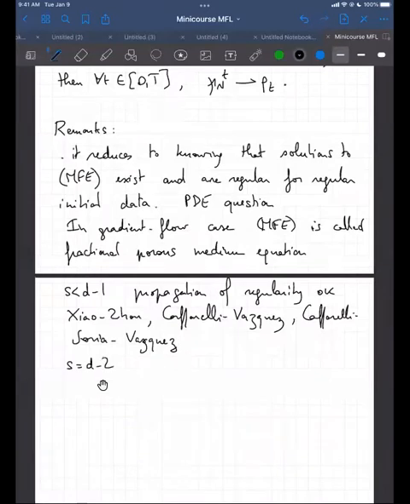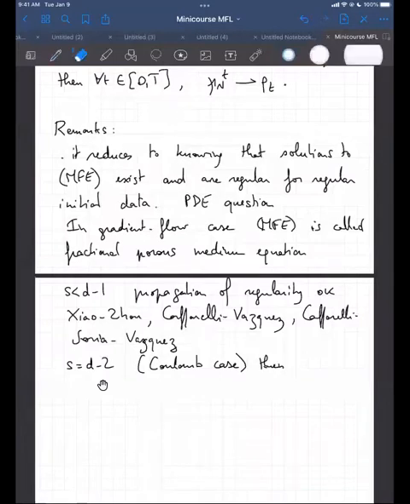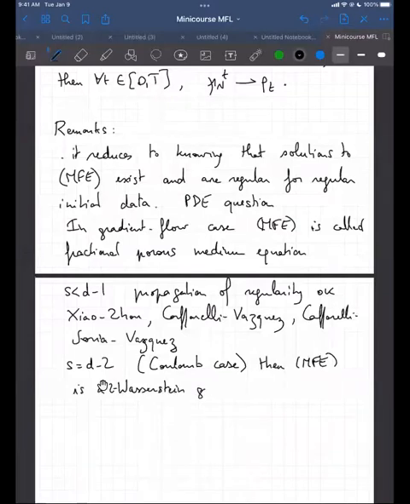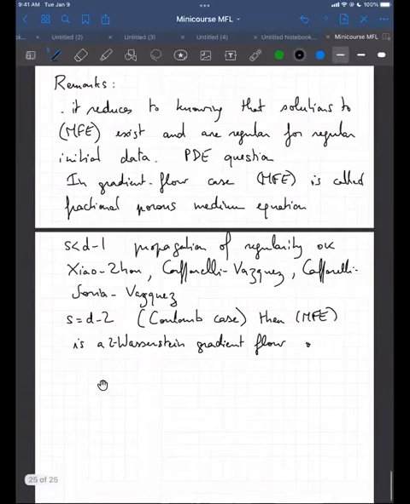When s is d minus two, which is the Coulomb case, then the mean field equation in the gradient flow case has been studied in its own right. And people have exploited the fact that it has a nice structure, which is a Wasserstein gradient flow, two-Wasserstein, of course, of the energy, that you guess. This is the energy. So a Wasserstein gradient flow in the sense of Otto, Ambrosio, Gigli, Savaré, if you've ever heard of these notions.